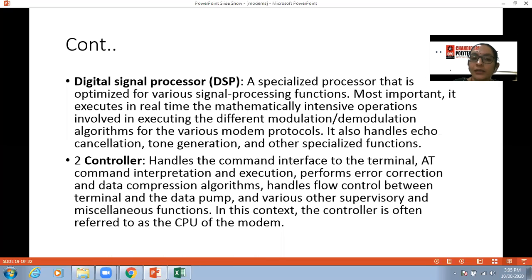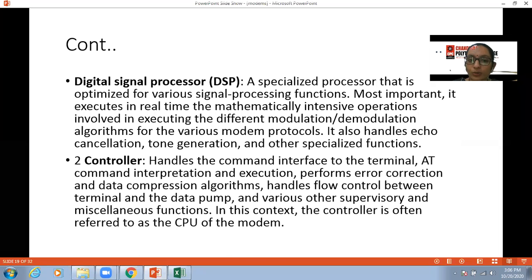Next block is our DSP, that is the digital signal processor. It is a specialized processor that is optimized for various signal processing functions. Most importantly, it executes in real time the mathematically intensive operations involved in executing the different modulation and demodulation algorithms for the various modem protocols. It also handles echo cancellation, tone generation, and some other specialized functions.